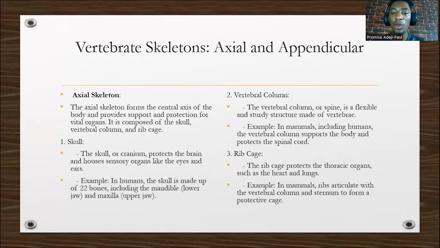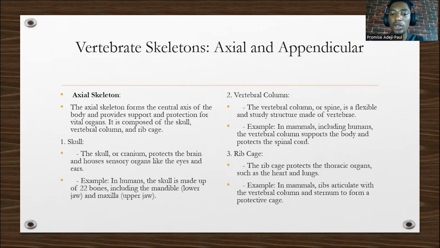So what about the vertebral column? The vertebral column, usually colloquially called the spine, is a flexible and sturdy structure made of vertebrae. In mammals, in humans, the vertebral column supports the body and it protects the spinal cord. The spinal cord goes through the vertebral column. There's a space inside the vertebral column that helps to protect the spinal cord. And you know that the spinal cord is a very, very important component for the survival of organisms.